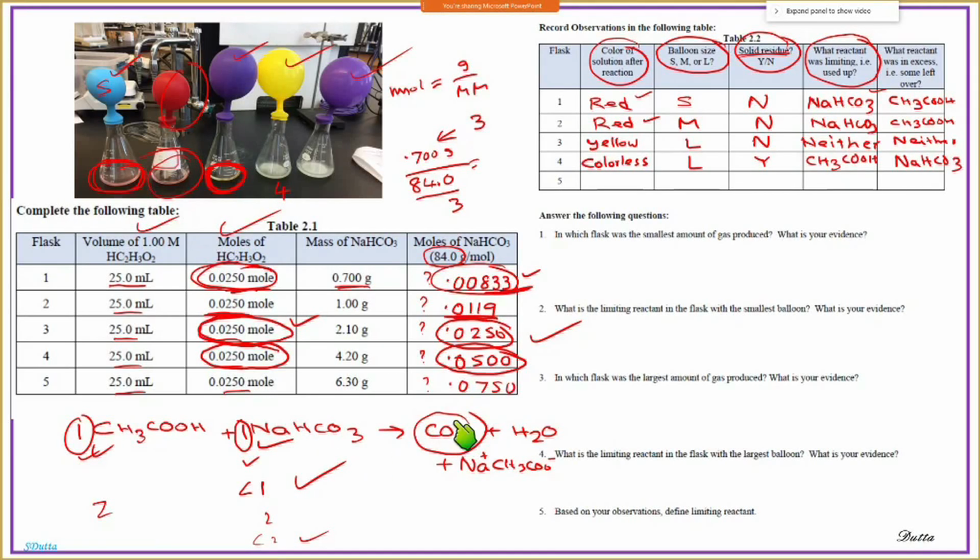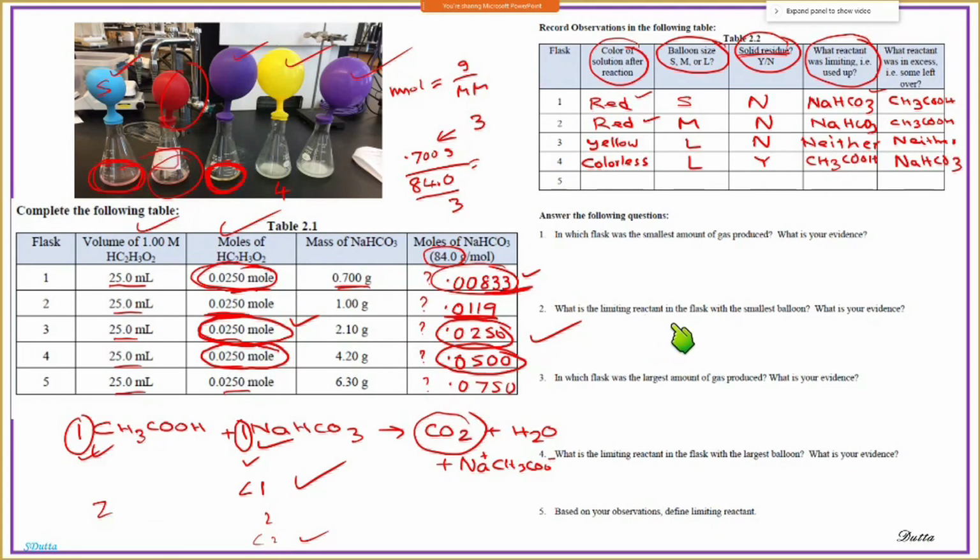So that is the main goal of this experiment, to figure out that irrespective of the amount of sodium bicarbonate, if this is limiting, it doesn't matter how much excess you have, you will still have the same amount, and that is proven from the size of the balloons. So they're going to be the same size. Then you're going to answer this question. In which flask was the smallest amount of the product? You know this is the one. What is the evidence? You had the smallest amount of the sodium bicarbonate, which is limiting.